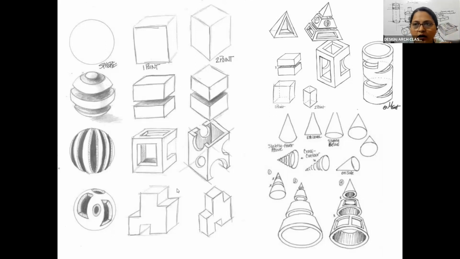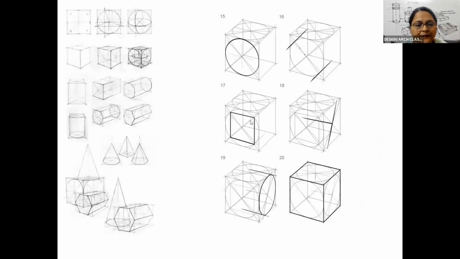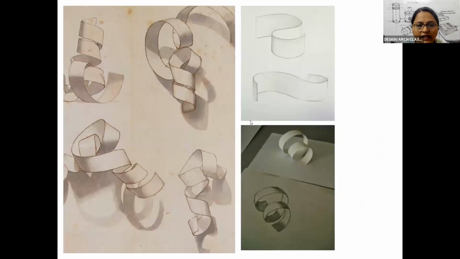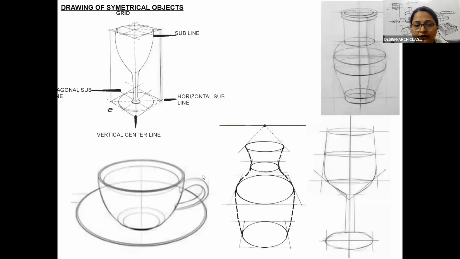So this is a technical kind of learning, and this is a very easy slide to explain it to you. All right, so see how these ribbons or a kind of paper with curve is going to look like, because you don't know what question you are going to be asked. So these are certain references for you to understand for still life. Okay, this is how the symmetrical objects are done.